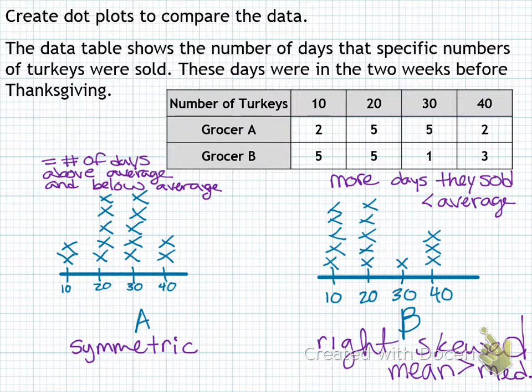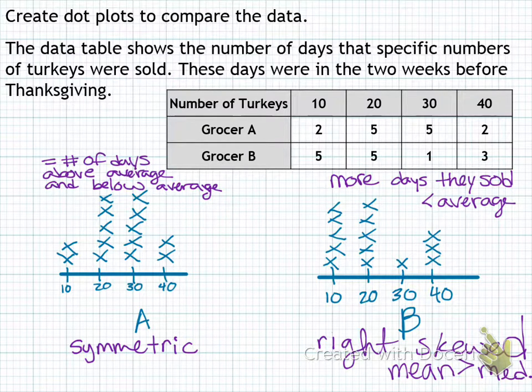Alright, so this would be an example of using a dot plot to compare. The range of these is talking about the same amount, right? There's either 10, 20, 30, or 40, so there's the same range between them, and the IQR we could figure out, but it's not really presented in a way that we could do that easily, so we may not want to use that as a comparison here.